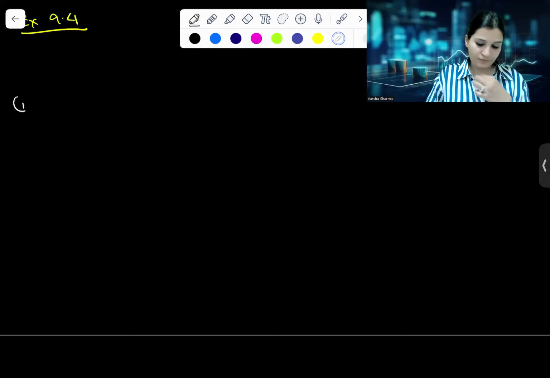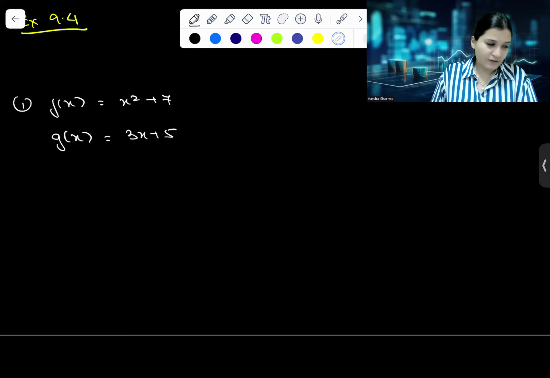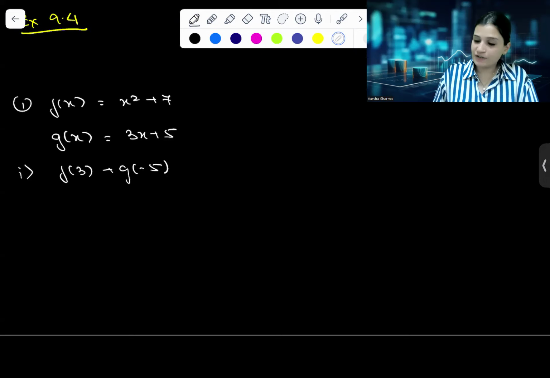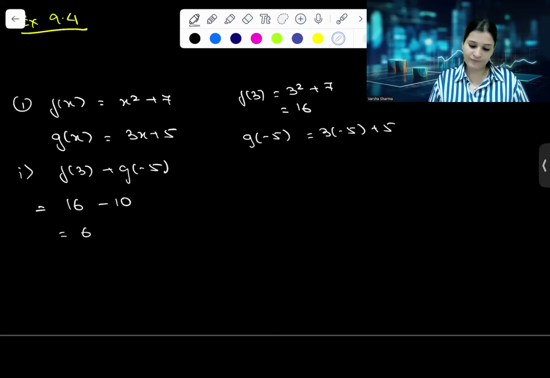Number 1. f of x is x square plus 7, g of x is 3x plus 5. Number 1: f of 3 plus g of minus 5. f of 3 would be 3 square plus 7, that is 16. g of minus 5 would be 3 into minus 5 plus 5, so minus 10. Answer is 6.